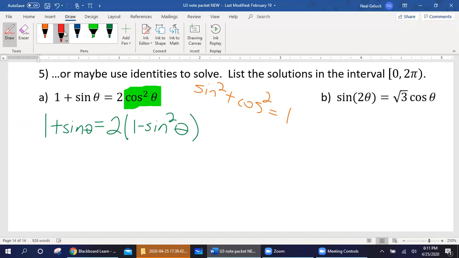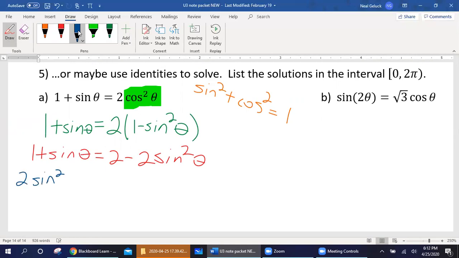So if I distribute the 2, I'm going to have 1 plus sine equals 2 minus 2 sine squared. I'm going to move everything over to the left side, which is going to give me 2 sine squared plus sine minus 1 is 0. Now it looks like a quadratic that I can factor. This would factor into 2 sine minus 1, sine plus 1.